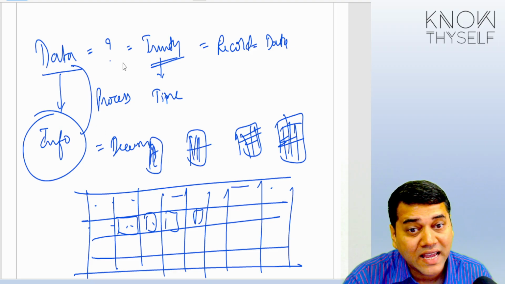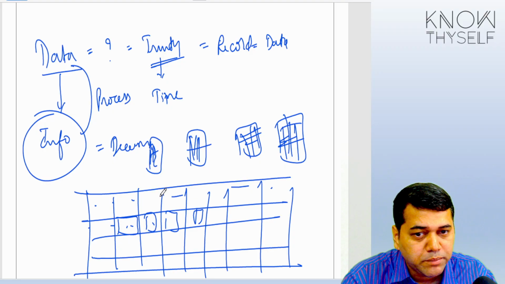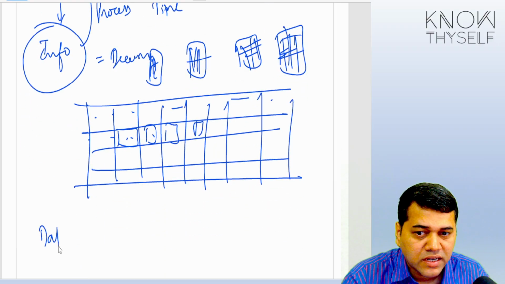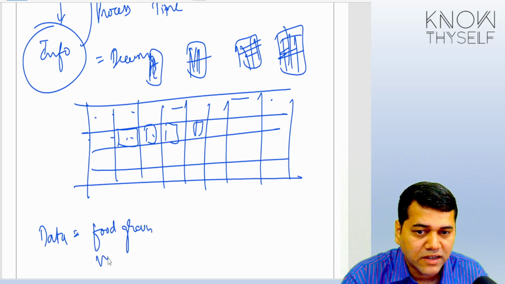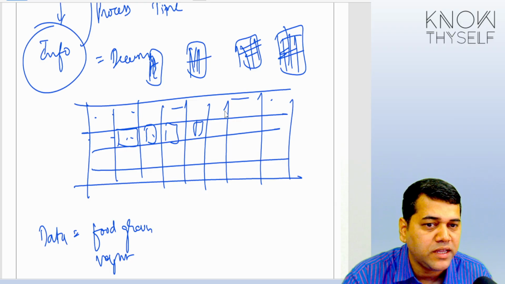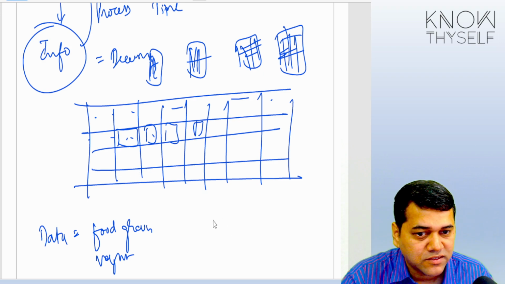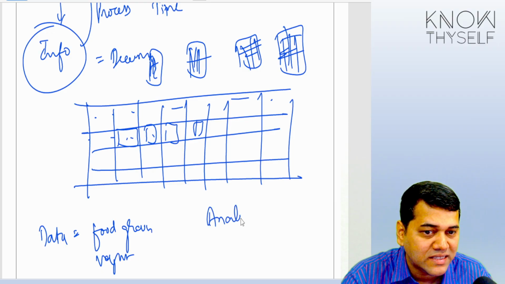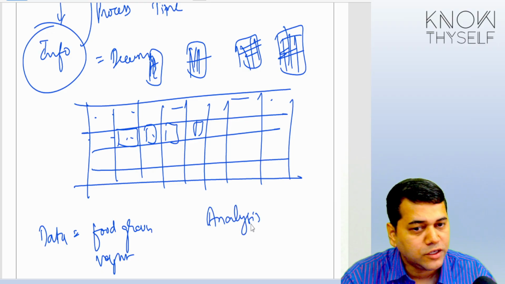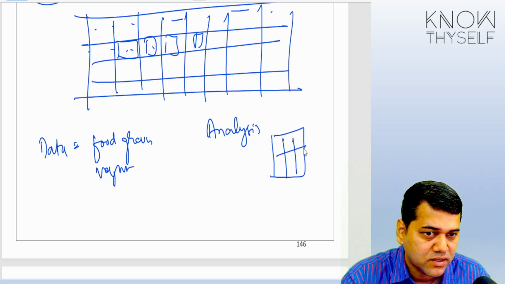Now comes the question: what is analytics? Hope you are clear so far. I can give a simple analogy. What is data? Data is like a food grain or a vegetable stored in one particular rack, in one container of my kitchen. Now, what is analytics? Before that, we should know what is analysis. When you talk about analysis, you break the whole into pieces.